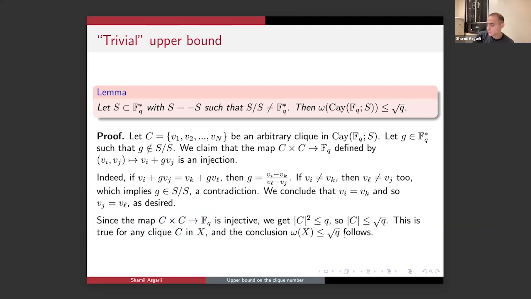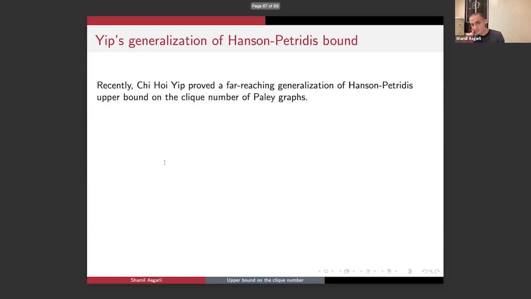And really, the proof shows what's the only assumption that's necessary. And that's this assumption in the proof: S divided by S is not all of F_q star. This allowed us to pick g to be in F_q star, such that g is not in S divided by S, and which allowed us to write down this map. And this is the last slide.